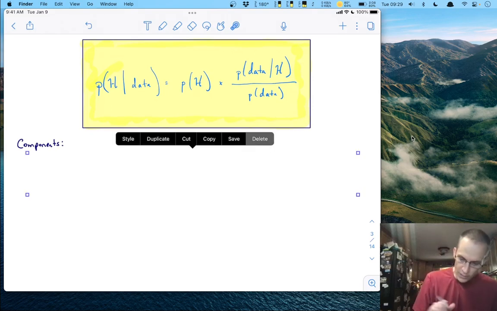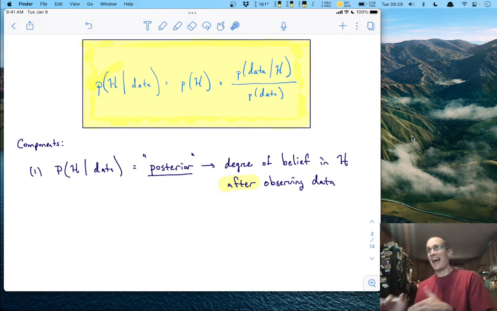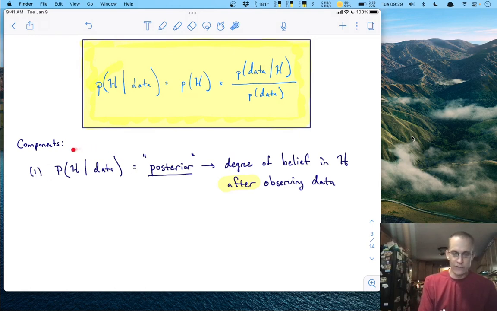The first component, this probability of H given data, is called the posterior. It's posterior because it's the degree of belief in the hypothesis after observing data. So posterior means after you've observed the data. So this is kind of, as scientists, what we want to know. After we've observed some data, what's the probability that my hypothesis is true? Now let's go to the next one to the right.